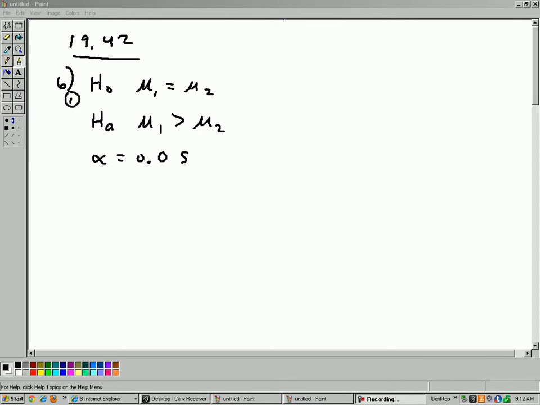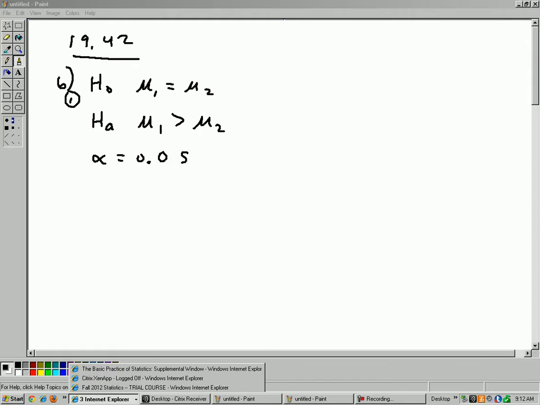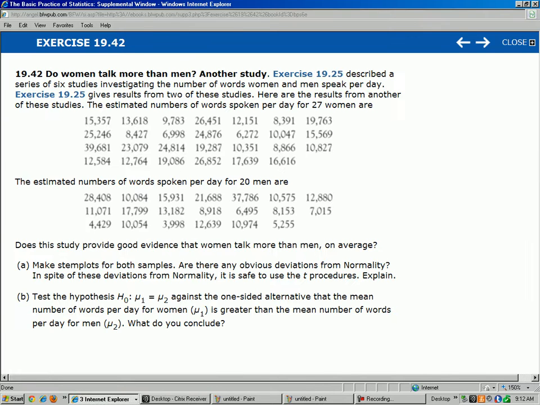Okay, so let's finish off this hypothesis test here. So back to the question. We have the question, do women talk more than men? So here's the raw data for the women. Here's the raw data for the men. And we're on part B.